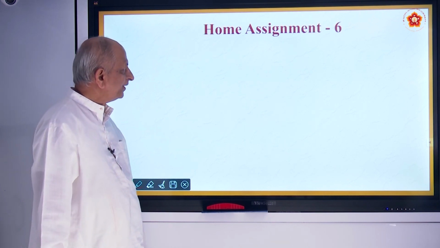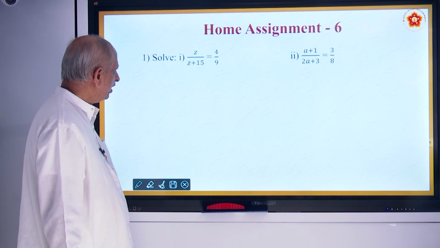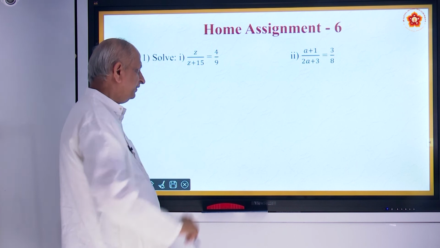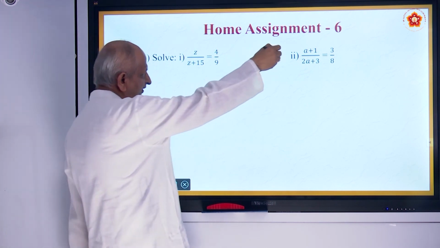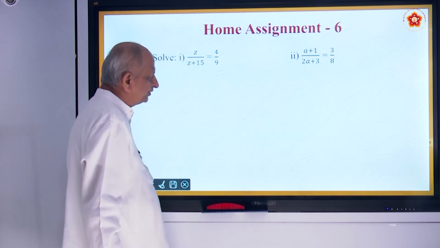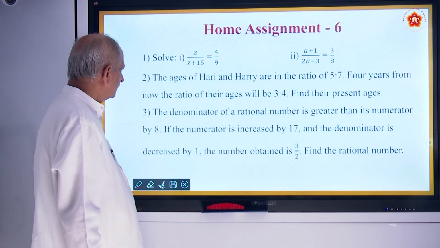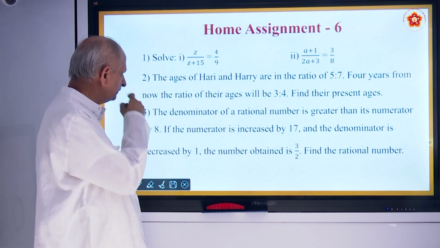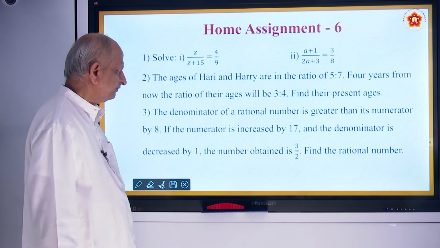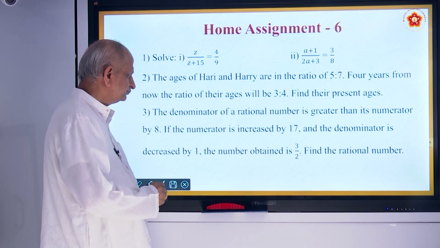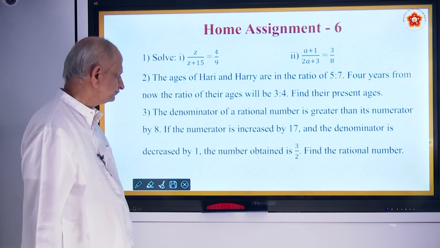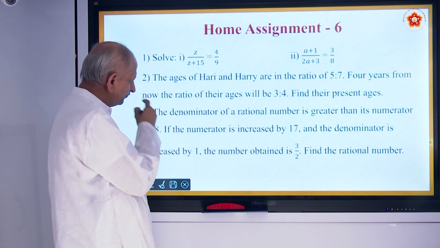Now we will pass on to the home assignment. First question. Solve for Z. Z by Z plus 15 is equal to 4 by 9. Next, solve for A. A is the unknown here. A plus 1 by 2A plus 3 is equal to 3 by 8. And two more application questions. Ages of Hari and Harry are in the ratio of 5:7. 4 years from now, the ratio of the ages will be 3:4. Find their present ages.